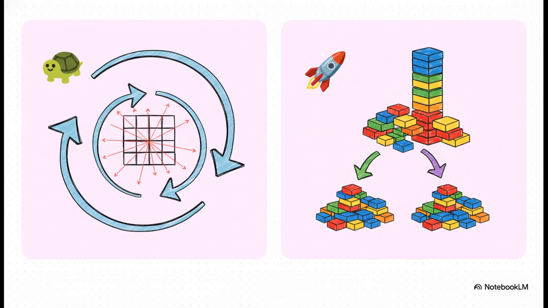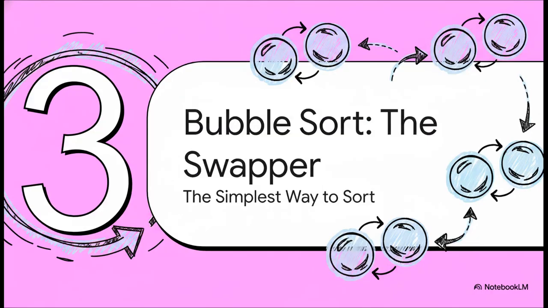This slowness scales terribly, which is a concept we call O of n squared, and we'll unpack that in a bit. On the other hand, the fast sorts use this really clever divide and conquer strategy, which makes them way, way more efficient. We're sticking with the simple sorts today because they are, without a doubt, the best way to learn the core concepts.